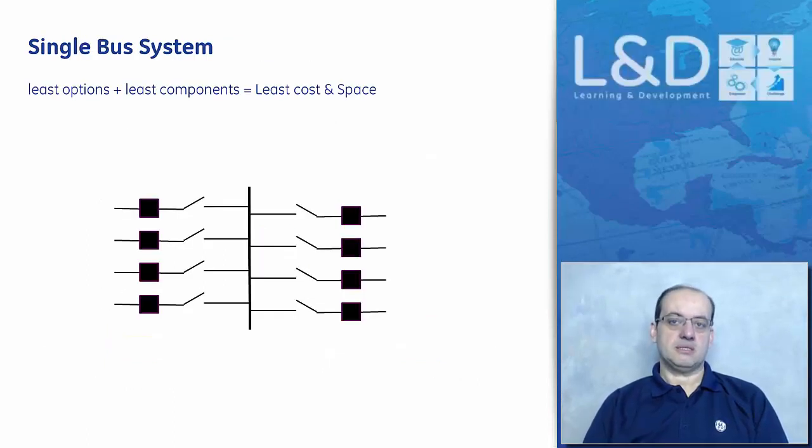A single bus system is a given that there is a single bus system. We normally don't mention that there is a single breaker, so we say this is a single bus system. A single bus system has incoming feeder and outgoing feeders, and basically this setup is the least cost and the least space requirement for your substation. It doesn't have any redundancy. A single failure will impact the entire system, so that's the downside to it.